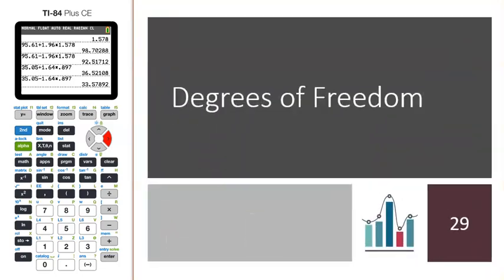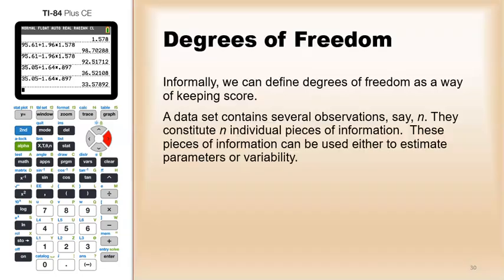So what are degrees of freedom? Well, informally, we can define degrees of freedom as a way of keeping score. A data set contains several observations, let's say a sample size of n, and they constitute n individual pieces of information. Now, these pieces of information can be used either to estimate parameters or variability.